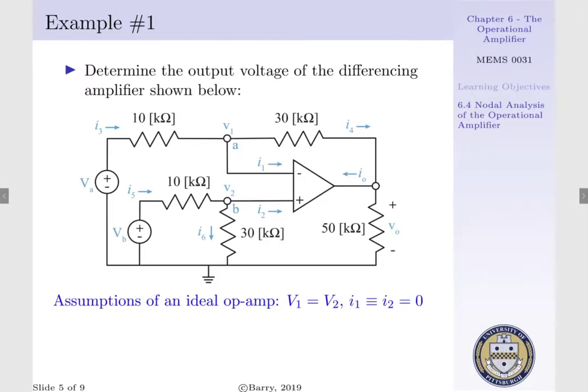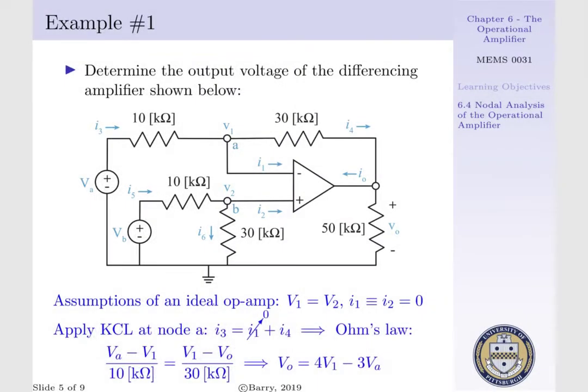To begin, we'll apply the assumptions of our ideal operational amplifier. That is, V1 and V2, i.e. the voltage potentials at our inverting and non-inverting terminals, are equal, and I1 is equivalent to I2, which are both identically equal to 0. For us to construct a relation between our input and output voltage, we recognize that we have two nodes that each have a unique input voltage. That is, we will have to construct two KCL equations, one at node A and one at node B.